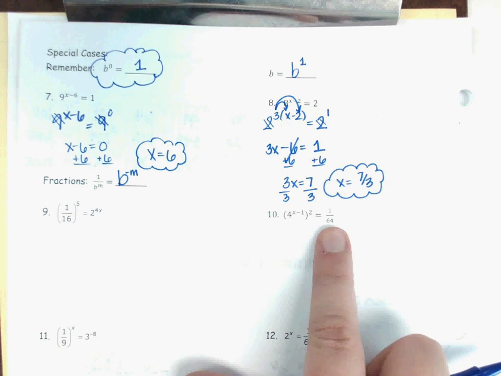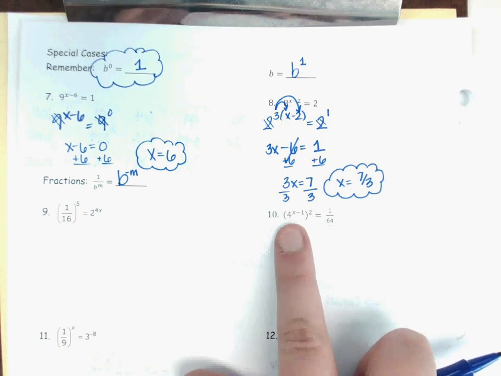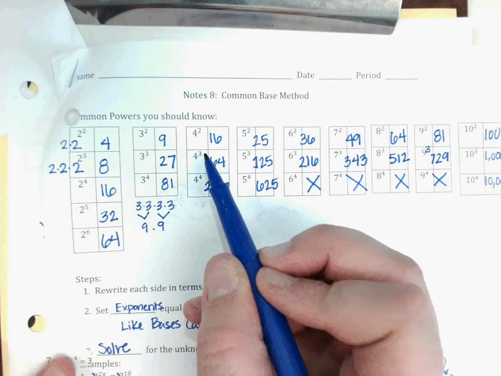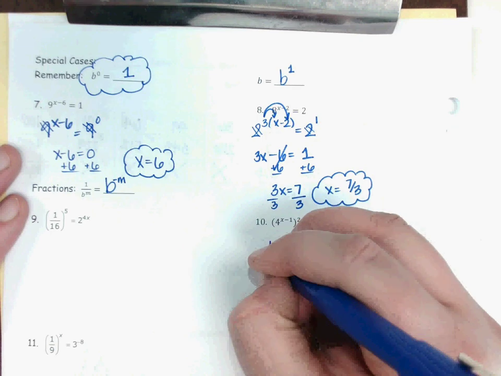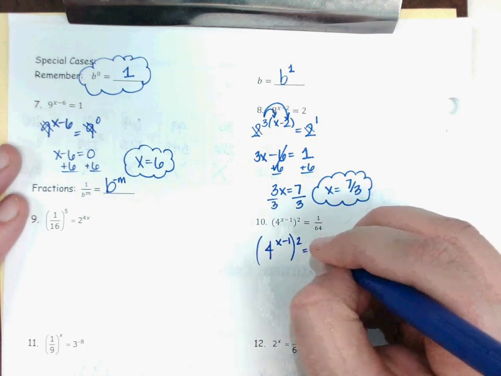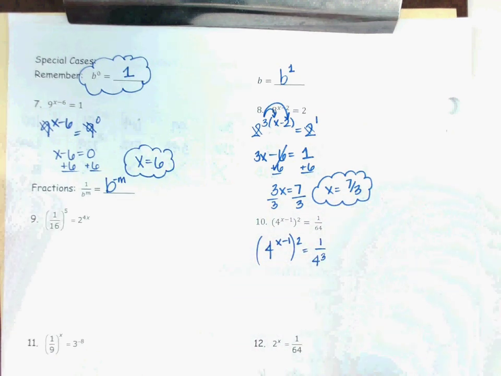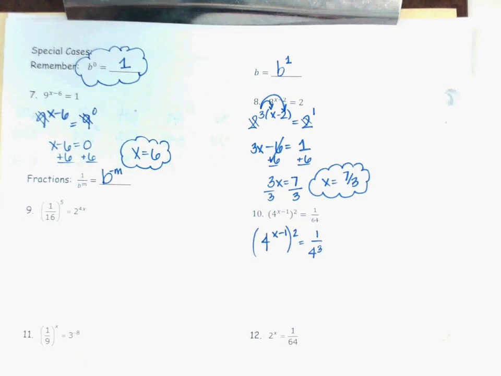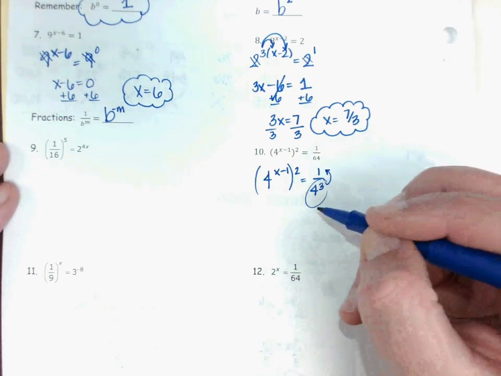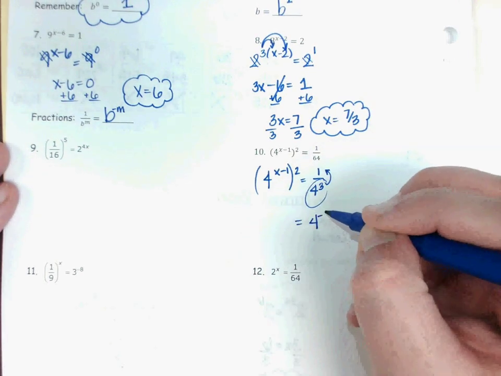64, look it up on your 4's chart. Make sure you're keeping the same base. So I'm going to come over to my chart. 64 is 4 to the what? 4 to the 3rd. So I have 4 to the x minus 1 to the 2. And this is 1 over 4 to the 3rd. But then I don't want it as a fraction. So to undo the fraction, when I pull this up, I'm going to turn it to a 4 to the minus 3.